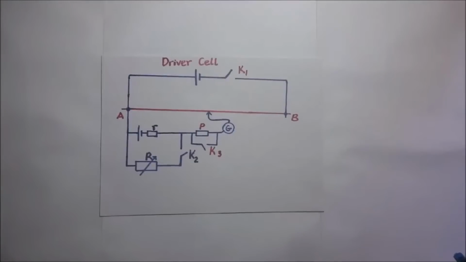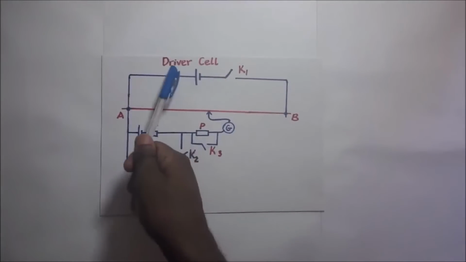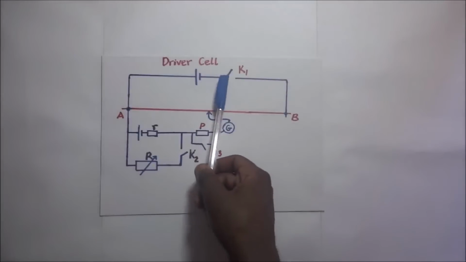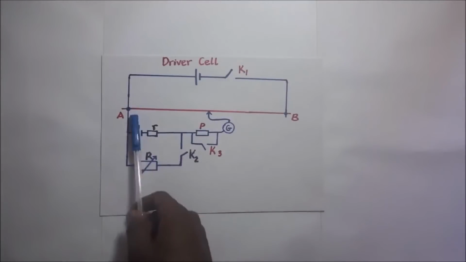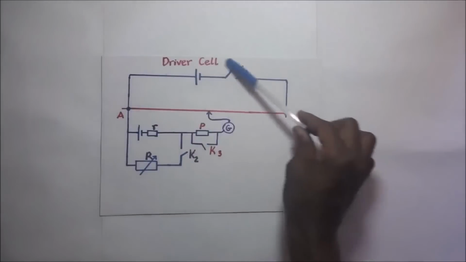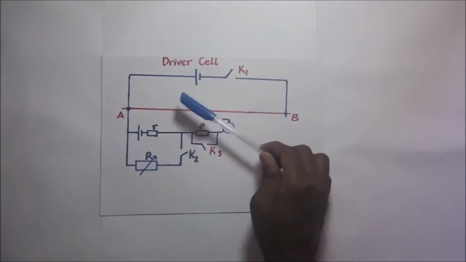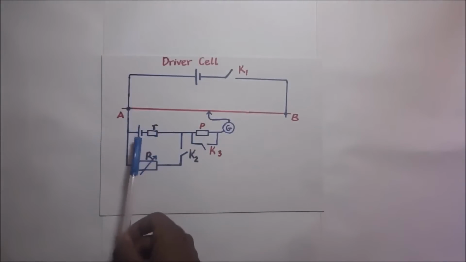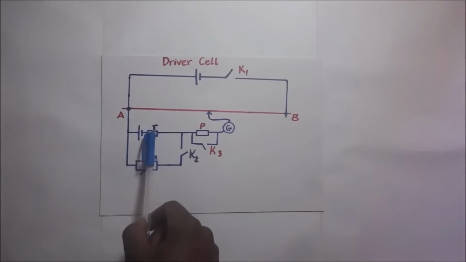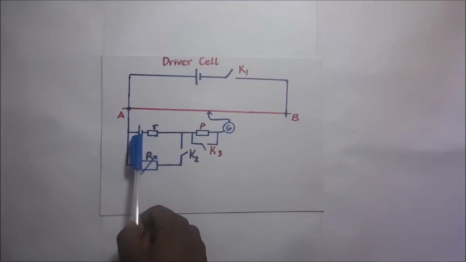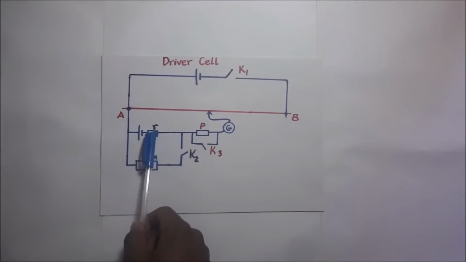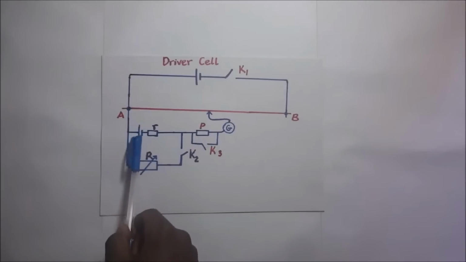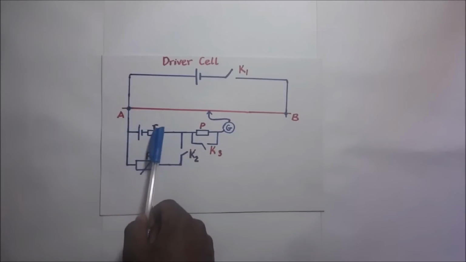Now, this is how our setup will look. Our potentiometer has a driver cell right there, with a switch we've called K1, connected to a slide wire AB. This is the primary circuit. To it is connected the secondary circuit, which comprises the cell whose internal resistance we want. The internal resistance, small r, is embedded inside the cell, but we'll represent it like that, as though it is in series with the cell. So this is the cell whose internal resistance we want.